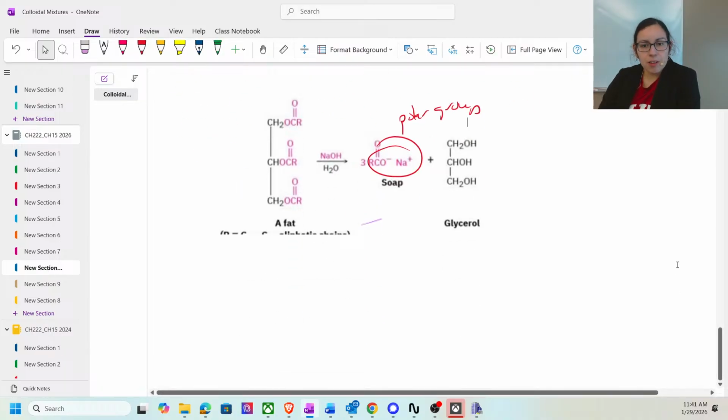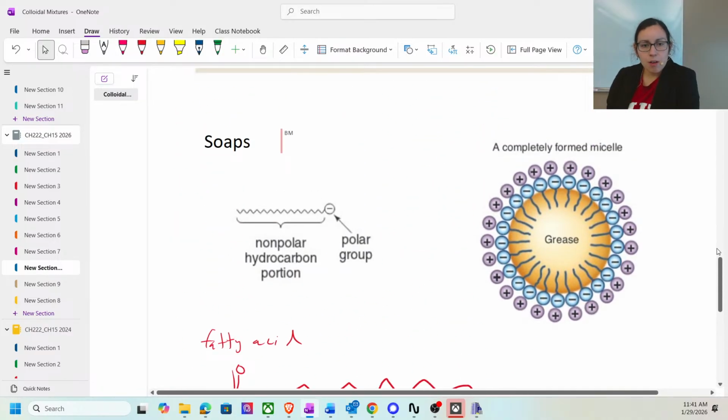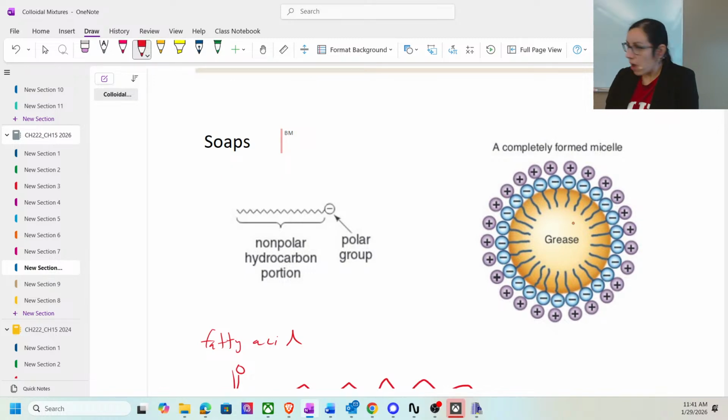And so now this is showing how it's going to mix, and how this works to actually solubilize and how soap works. It's called a micelle that forms. And so you can see where the nonpolar hydrophobic ends are in the center, right? And they're going to be sopping up all that grease that's also hydrophobic.